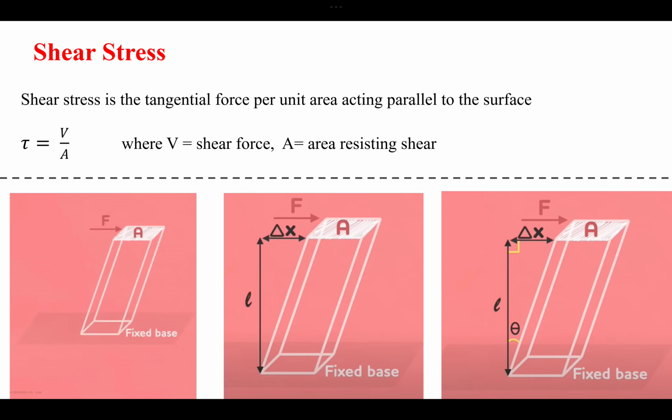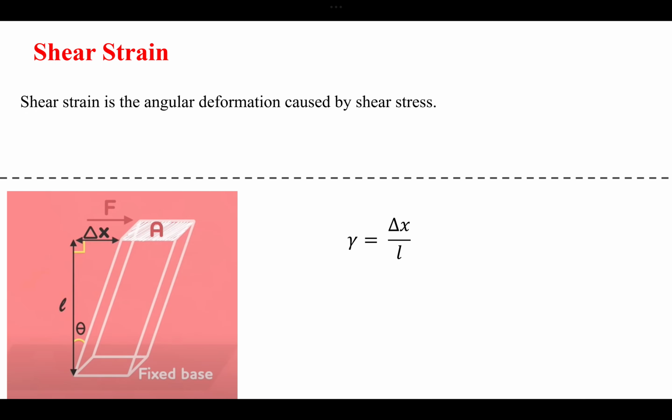Now if you want to know the shear strain, then this L, delta x and this angle theta will help us calculate it. The shear strain is represented as gamma, and it is actually the maximum deflection delta x divided by the original length. So that is our shear strain.